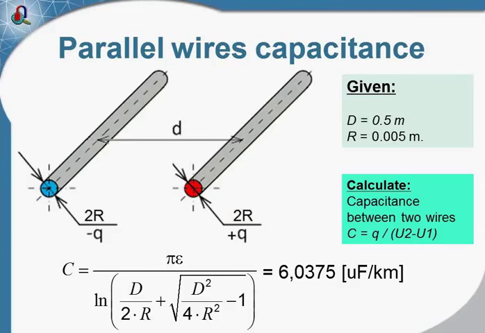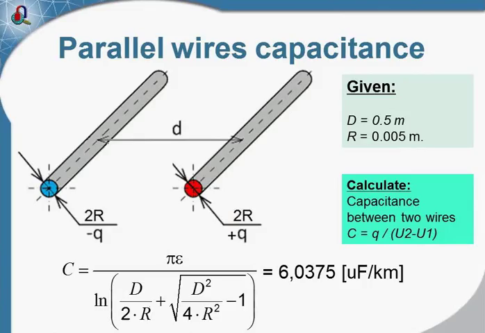The capacitance is a geometrical parameter. It doesn't depend on the voltage applied. And for this simple case, there is an analytical solution. We will simulate this case in QuickField and compare the results in QuickField with the analytical solution.